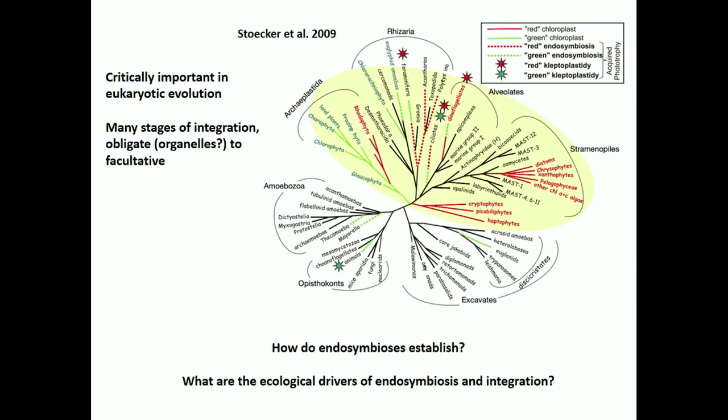So what we're really interested in is how these endosymbioses establish, because they've established many times in Earth's history. It's not like mitochondria, which have just happened once. So what we want to know is what kind of ecological factors drive these associations and cause them to happen more often.